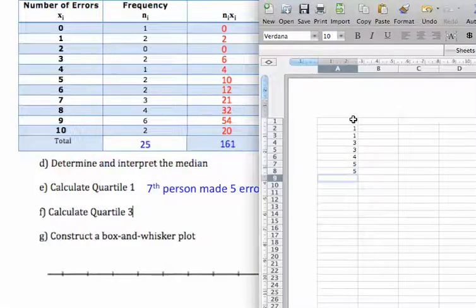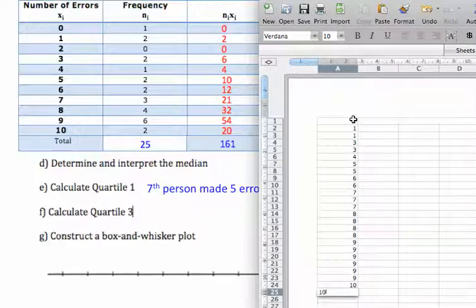6 mistakes, 2. 7 mistakes, 3. 8 mistakes, 4. 9 mistakes, 6. And 10 mistakes, 2. And notice that's 25 people.